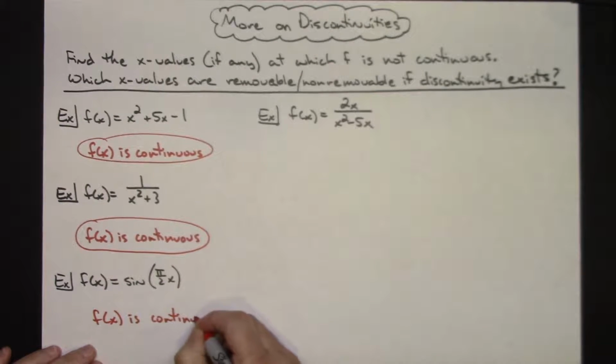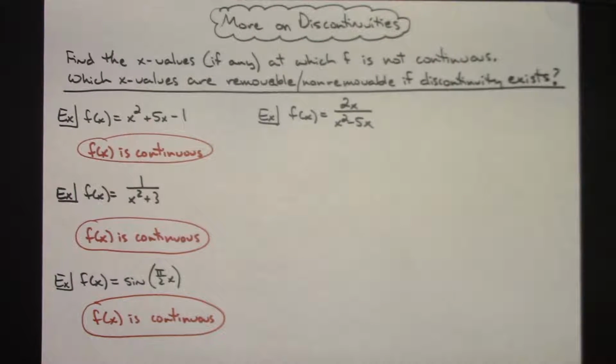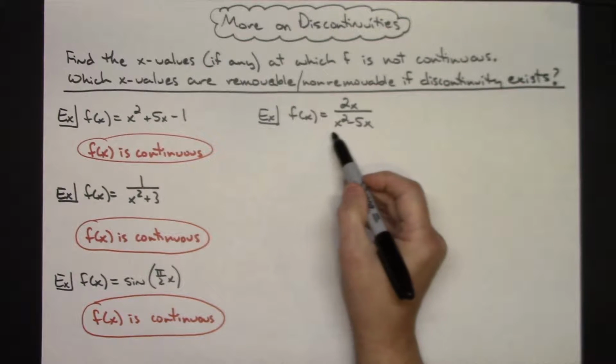Alright, so I just wanted to throw those in there because even though they're asking you to identify discontinuities, they will give you functions which are continuous. You don't have to worry about them. Now for the ones that there's a little bit more work to, let's take a look at this example.